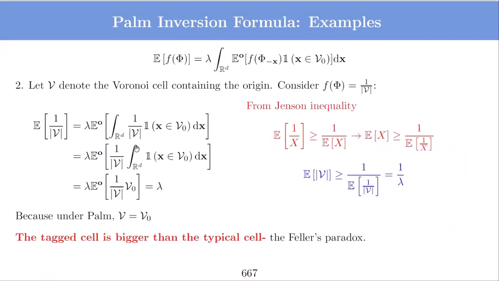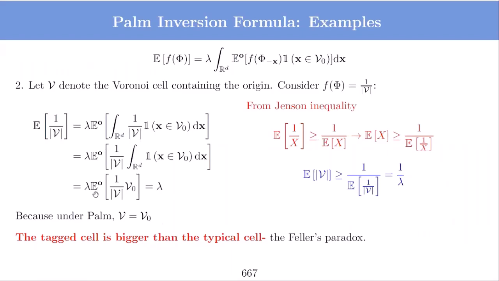Now this is not a function of x, so it will come outside, and then the indicator that x belongs to V0, dx, will be just the size of V0. So here I have 1 upon the tagged cell size times the typical cell size. Under the Palm, both are the same, so they will cancel and it will be the expectation of 1, which is 1. So you just get lambda. This means that the expectation of 1 upon the tagged cell size is lambda.